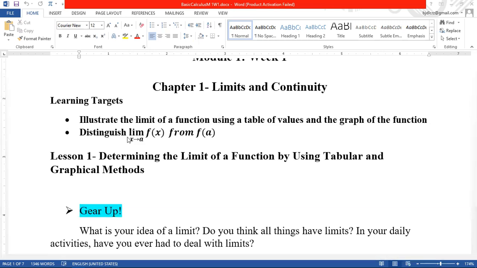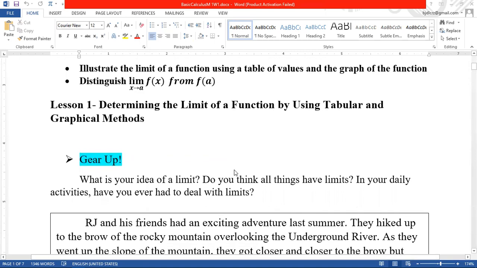Our learning targets are you're going to illustrate the limit of a function using a table of values and the graph of a function and distinguish limit of f of x as x approaches to a from f of a. So lesson 1, determining the limits of a function by using a tabular and graphical method.